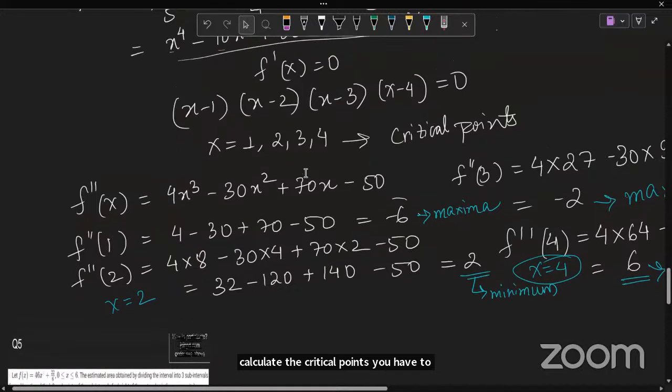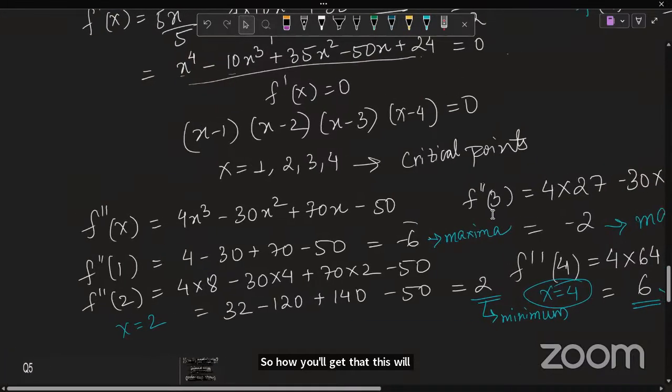Because how can you say which is which? Suppose here there are only 4 points, right? Suppose there are 5 or 6 points. So how will you get that this will be maximum or minimum? It will be a tedious task, right?